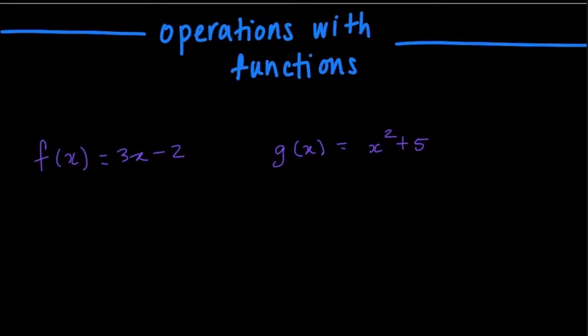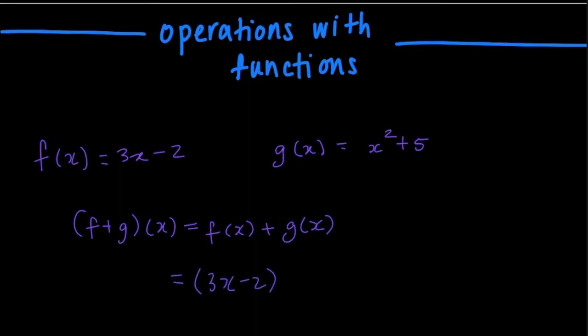Now let's say that we want to find the sum of these functions. We can write that as (f plus g) of x is equal to f of x plus g of x, right? Because we need to find the sum. So this would equal 3x minus 2 plus x squared plus 5, which would be x squared plus 3x plus 3. This is simple enough. So the sum of two functions is simply adding the two of them together.